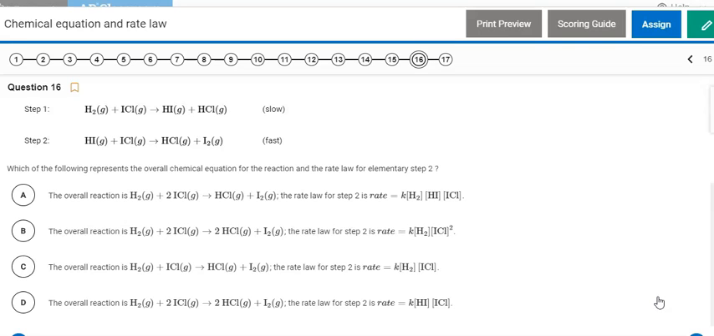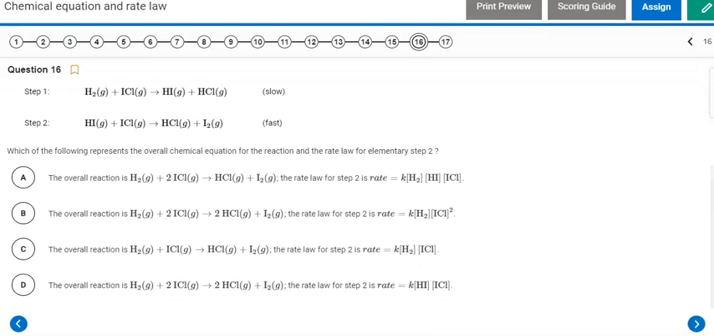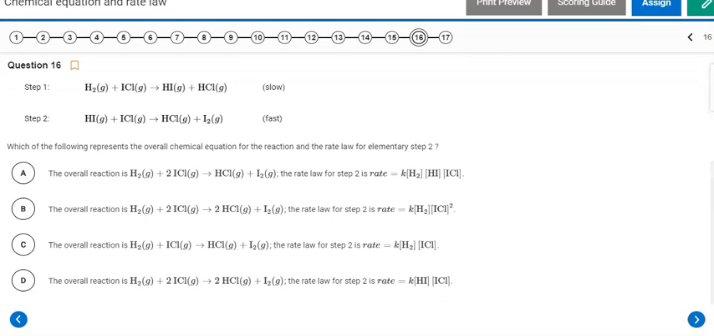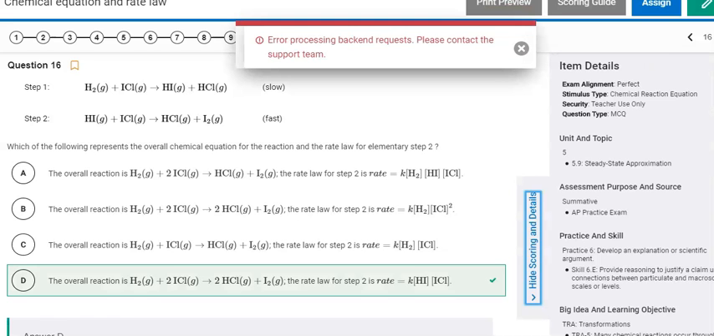The rate law for 2 is going to be rate equals k, HI concentration, ICl concentration. So that's going to be the only one that has that, unless there's a fifth answer again. The only one that has that is D. So you don't even need to look at the other part of the question. So that's going to be D.